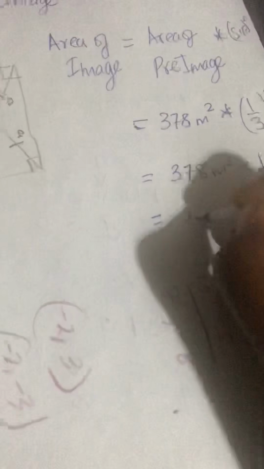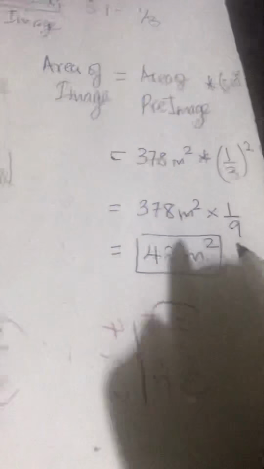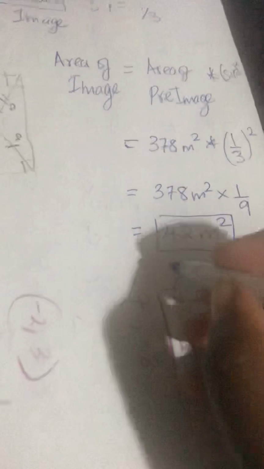So 42 meters squared is the area of Mansoor's backyard, where he will put the green for his backyard. Okay, so the question says, what will be the area of the putting green Mansoor constructs? So your sentence will be, the area of the putting green Mansoor constructs is 42 meters squared. You need to answer in a complete sentence.